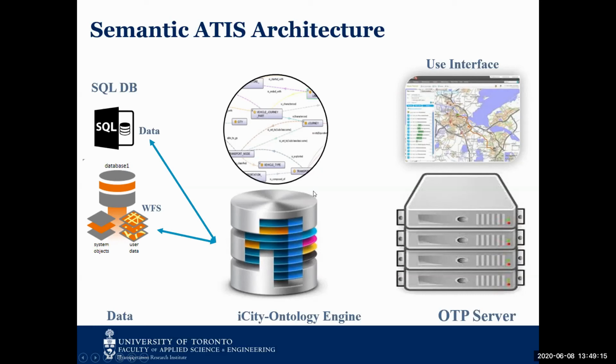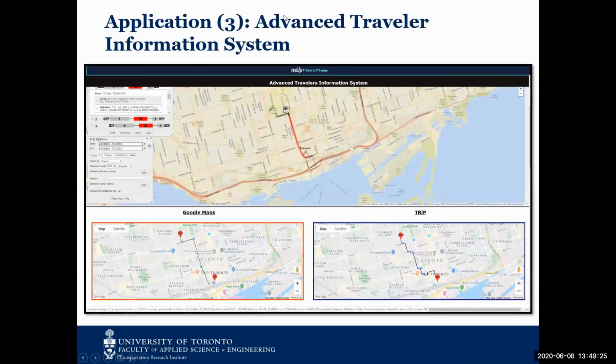We did the proper referencing for the data and representation, and we linked the whole data that we have using the iCity Ontology. When the user is using the OTP or the advanced traveler information, specifically the OTP part, which is the transit part, everything has been generated and consumed using the iCity Ontology. Then we came out with the advanced traveler information, which is built on top of two components.